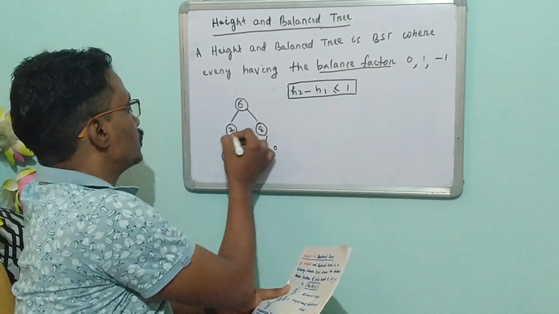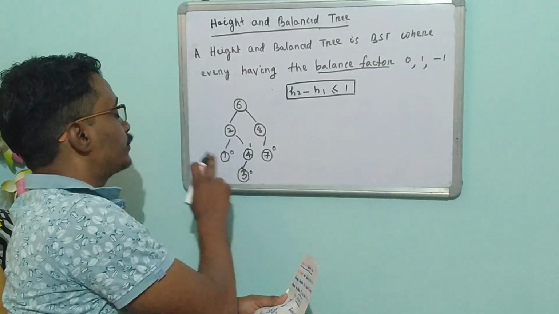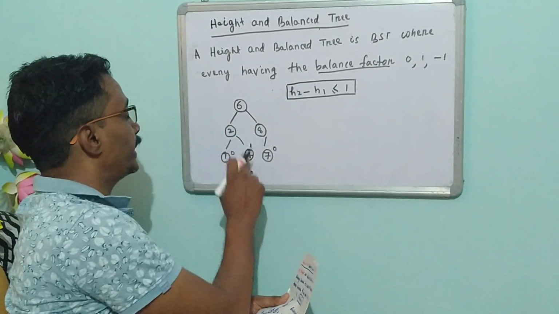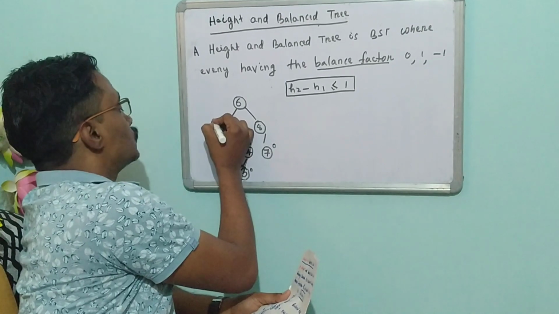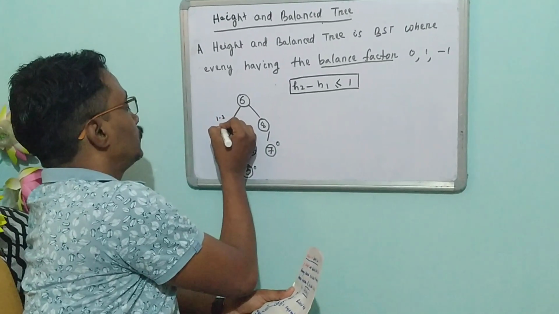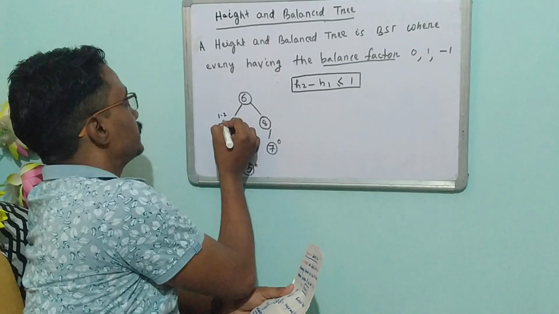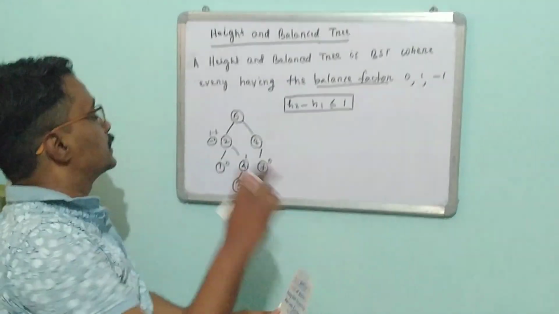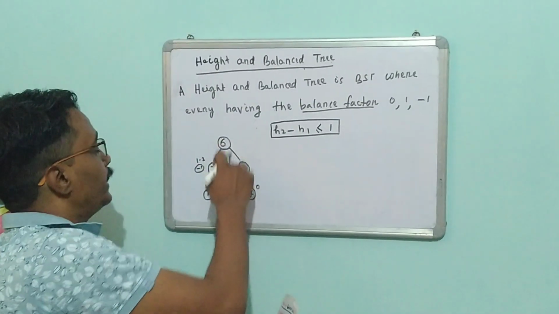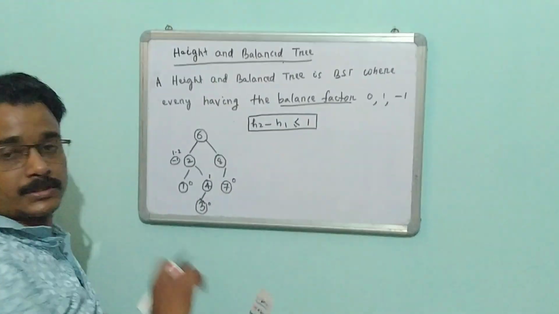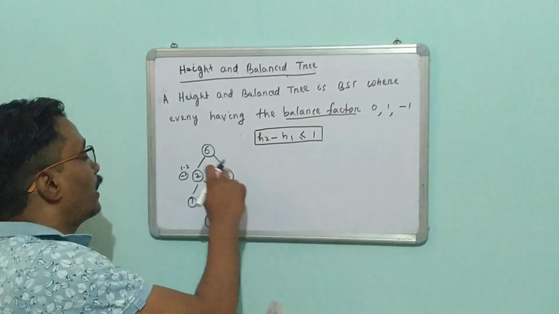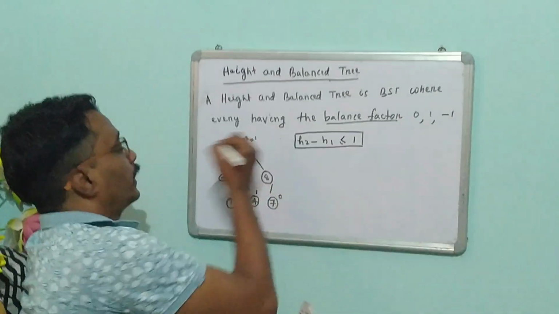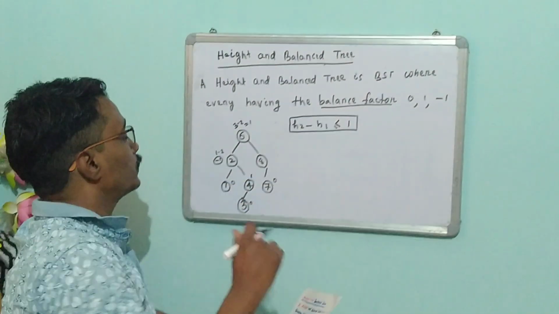And whenever we approach 2, here the left subtree height is 1 and the right subtree height is 2. So this is 1 minus 2, which is equal to -1. So we write this as -1. And what about the node 6? Node 6 has a left subtree of height 3, and the right subtree has height 2, so 3 minus 2 is 1. And what about the node 8?